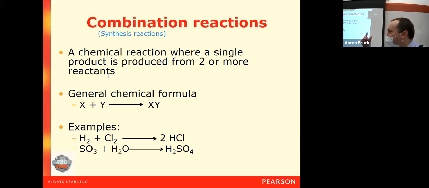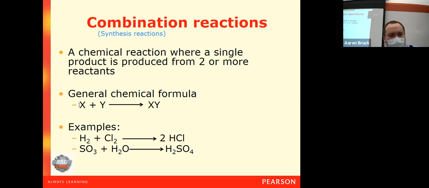Now, on each of these 5 slides, I'm going to give you a general formula. That general formula is going to give us a means of showing overall what the reaction looks like. But understand that in these cases, X and Y are not actual chemicals. They're standing in for chemicals. And the chemicals that they're standing in for could be elements or compounds. They don't have to be one, they aren't tied to one or the other.